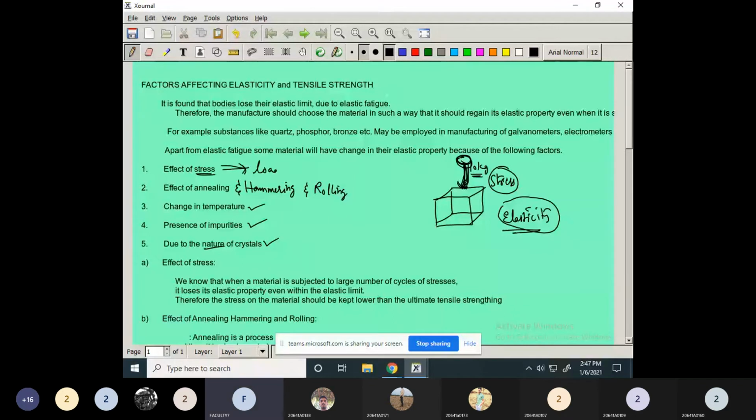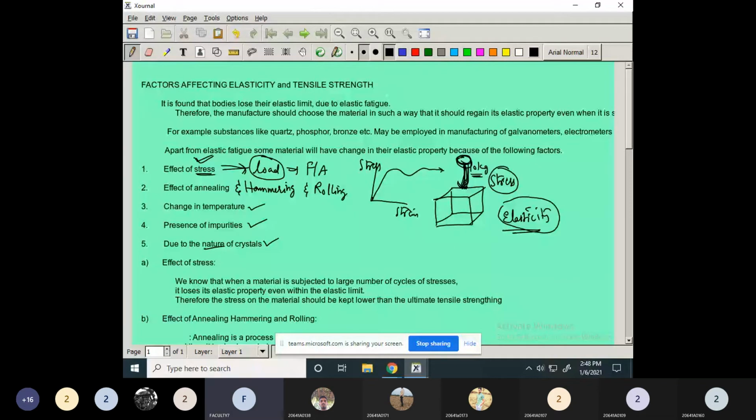Stress is nothing but load. Load is nothing but force applied per unit area. So depending on the load, as you had seen in the previous explanation, you are seeing the diagram here, stress and strain. As stress increases, the property is going to change, that you had seen in yesterday's class. So that is what you are considering here, the effect of stress.